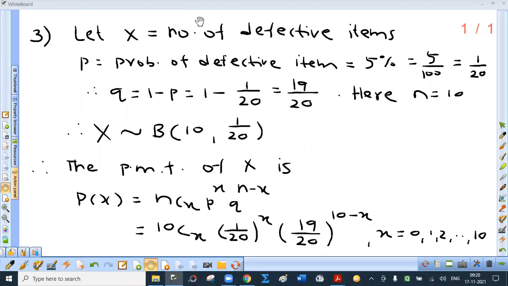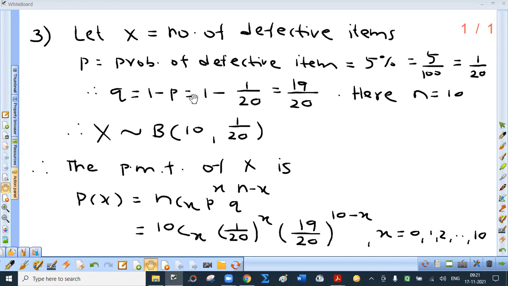Third sum. There are 5% defective items in a large bulk of items. What is the probability that a sample of 10 items will include not more than one defective item? Let x be number of defective items. Here we define that getting a defective item is a success. So p, probability of getting a defective item, 5%. Percent means per 100, for every 100. Out of 100, 5 items are defective. So small p is 5 upon 100, that is 1 by 20. So probability of failure q, 1 minus p, that is 1 minus 1 by 20, that is 19 by 20.